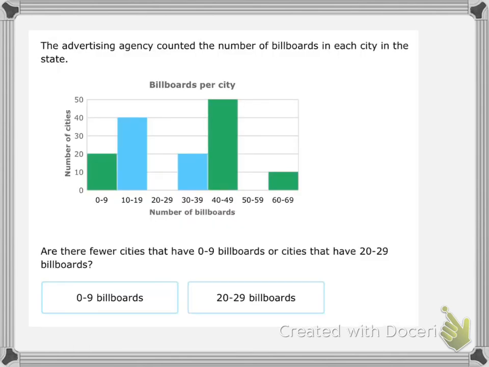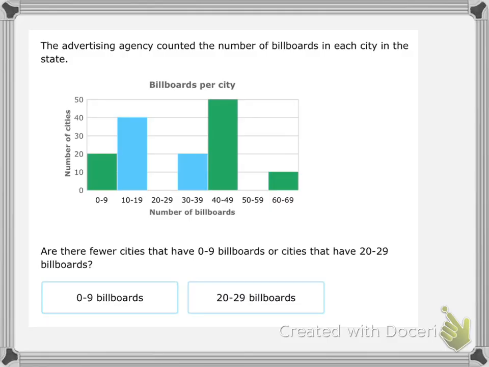Let's take a look at another example here. All right, so the advertising agency counted the number of billboards in each city in the state. So the number of billboards is on the x-axis, and the number of cities that have those number of billboards is on the y-axis. You'll notice here we don't have a set of data, so I can't tell exactly the number of billboards that 20 of the cities have. We don't have that data. I also notice here that we have a gap in these intervals, which means that there are no cities that have 20 to 29 billboards. There are no cities that have 50 to 59 billboards.